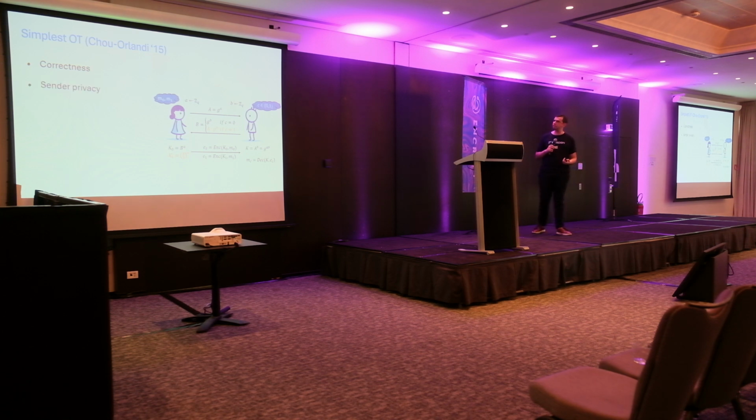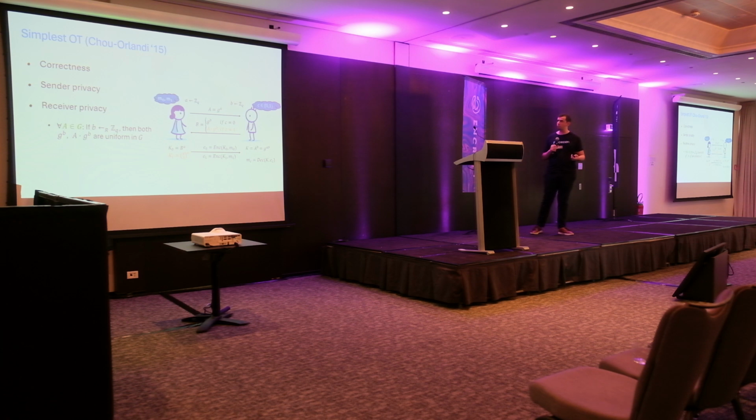Okay, for sender privacy, we need to show that Bob cannot decrypt the other message of Alice. And this reduces to the fact that Bob cannot compute the other key in each case, which reduces to the fact that he doesn't know the discrete log of either B over A or B in each one of these cases.